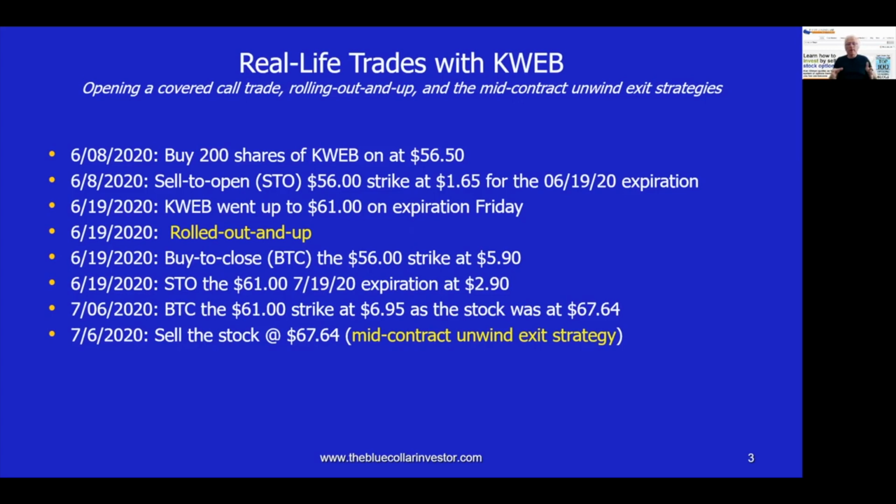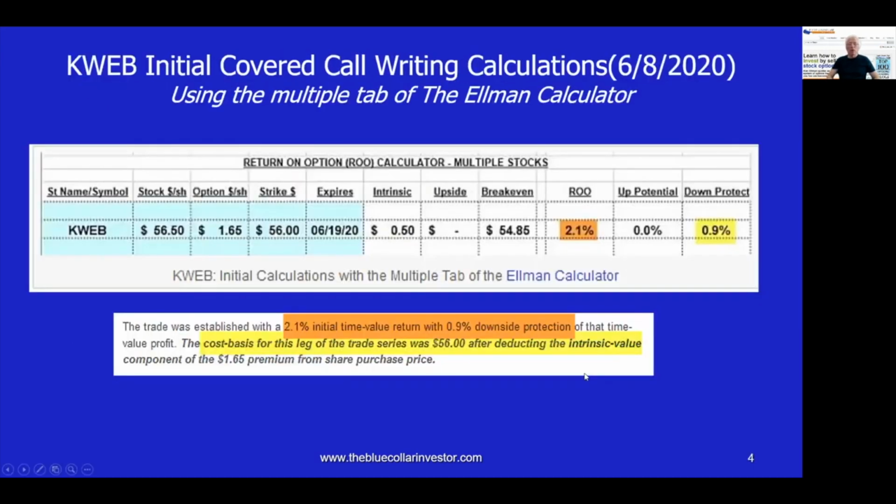Now we're going to make some sense out of this by feeding this information into the BCI calculators, and let's see where we're at. Let's start off with the initial structuring of the trade. For those of you watching this podcast, you're looking at images now of the multiple tab of the BCI covered call writing calculators. And for those of you just listening, I will describe.